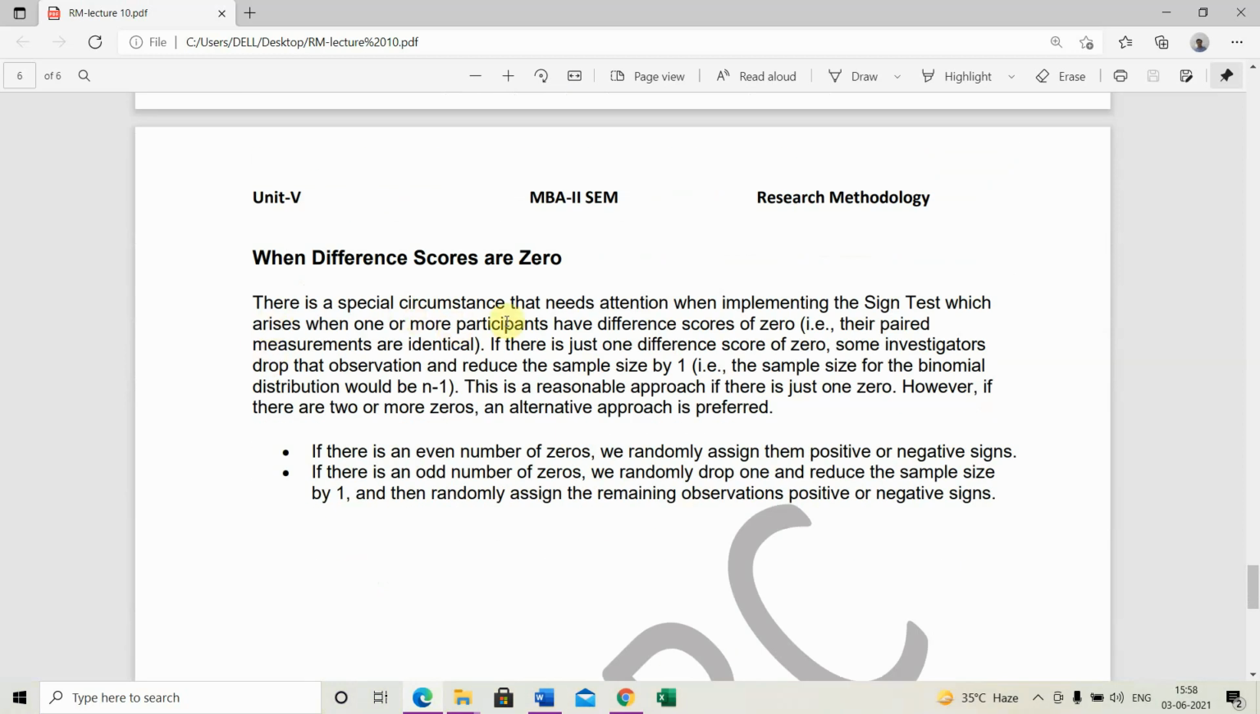When difference scores are 0. There is a special circumstance that needs attention when implementing the sign test, which arises when one or more participants have a difference score of 0. Their paired measurements are identical. If there is just one difference score of 0, some investigators drop the observation and reduce the sample size by 1. The sample size for the binomial distribution would be n minus 1. This is a reasonable approach if there is just one 0. If there are 2 or more zeros, however, an alternative approach is preferred.